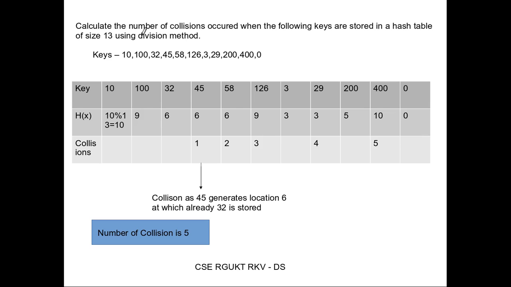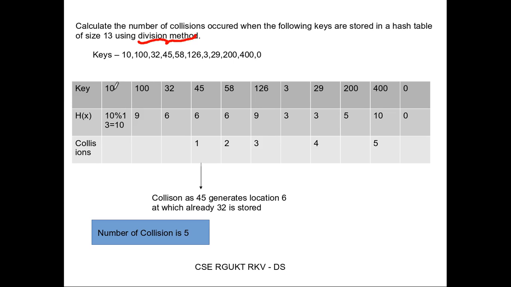Here the question is: calculate the number of collisions that occur when the following keys are stored in a hash table. The size of the hash table is given, which is 13, and these are the keys which have to be stored, and we are asked to use the division method. So these are the key elements which have to be stored.